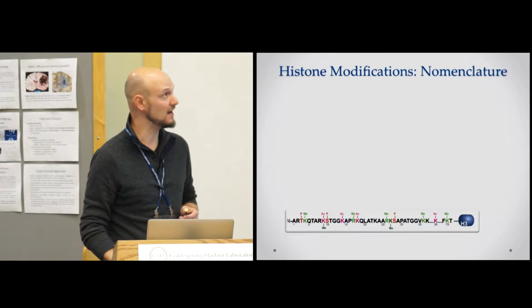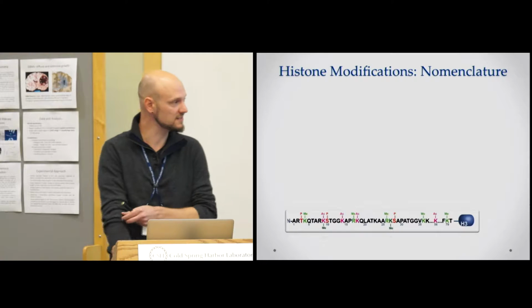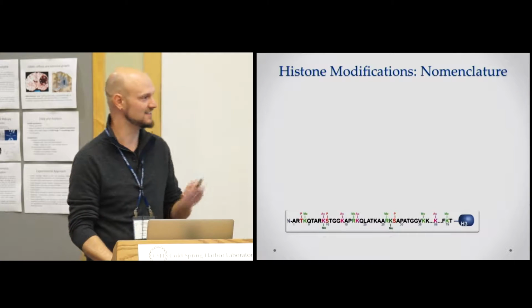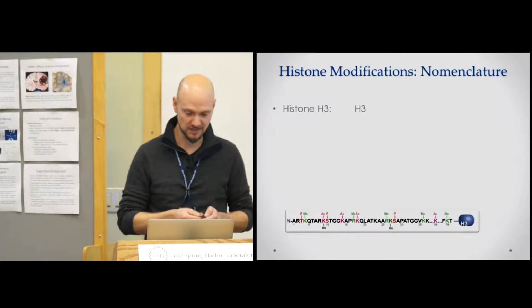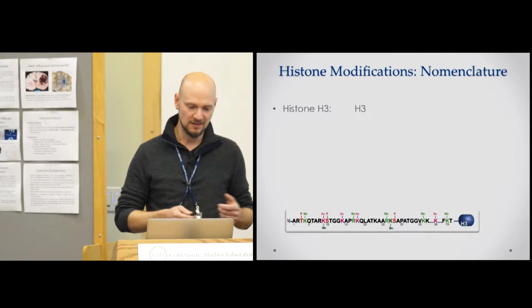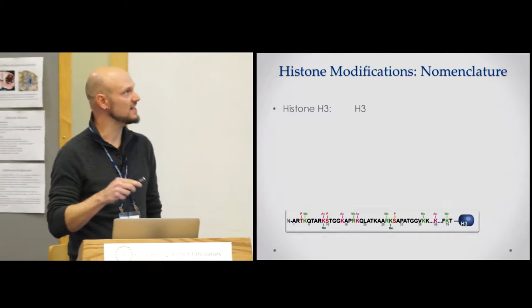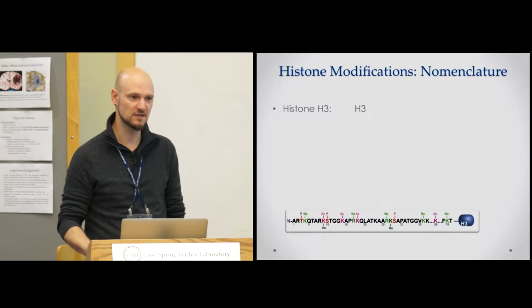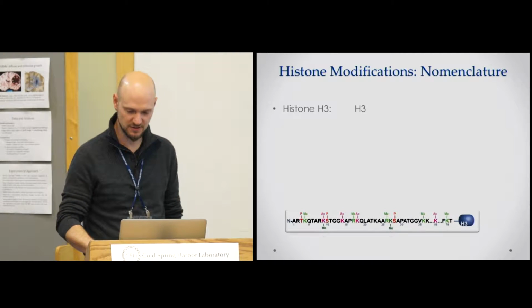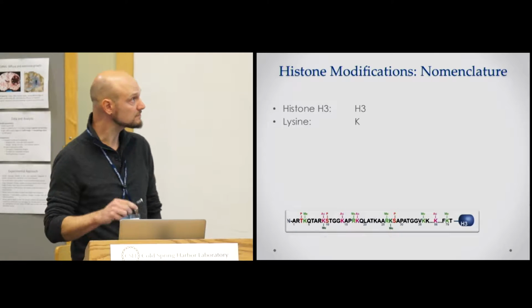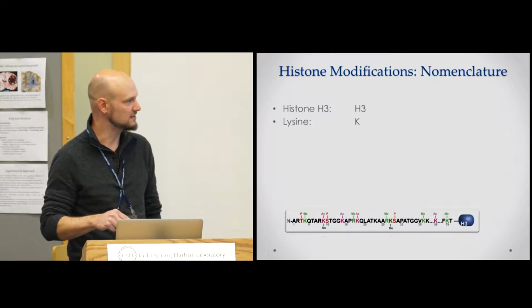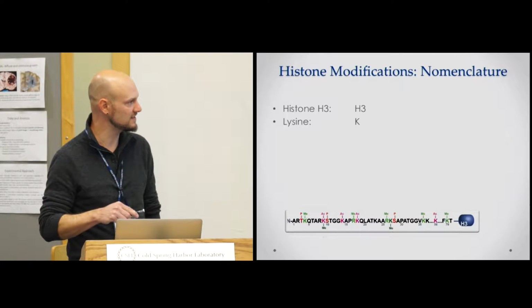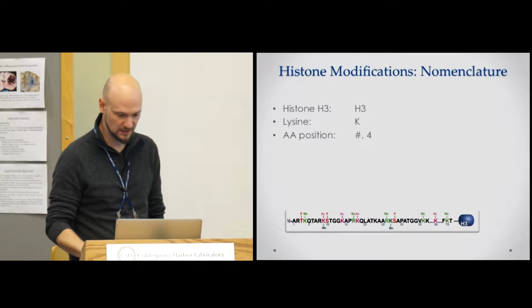A little bit about nomenclature, because you'll probably see this on a lot of my slides, and if you're reading the literature in this field, it's a pretty common annotation. When you see H3 in the name, this tells you which histone we're talking about: 3, 4, 2A, 2B. Then which amino acid are we talking about? Here, we're on histone H3, at one of these lysine residues.